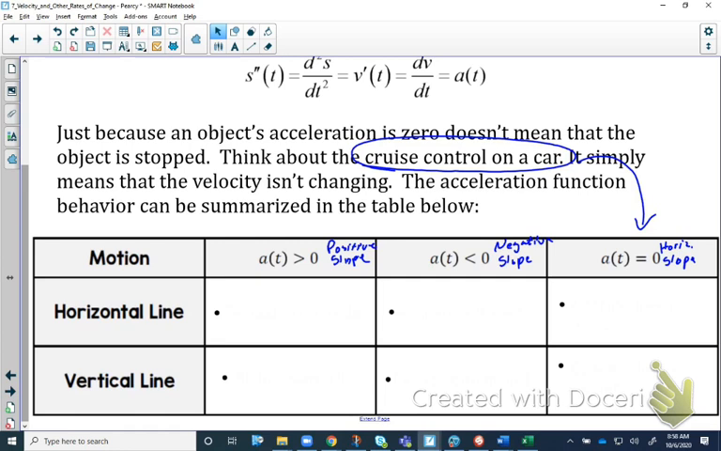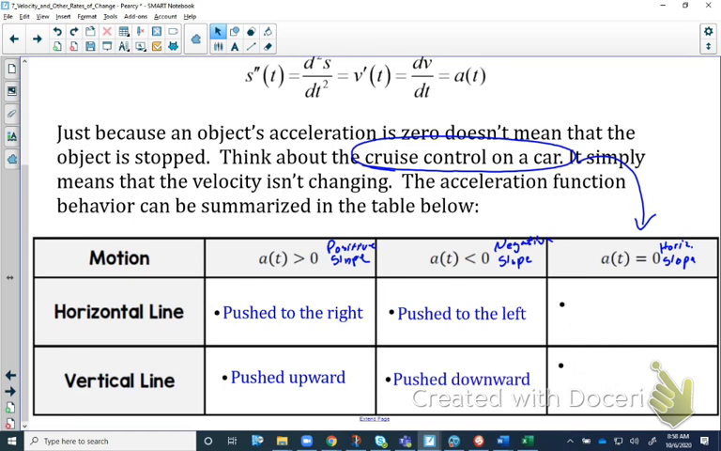So here, if the velocity is greater than 0, meaning that you have a positive slope for your velocity, that means you're going to be moving to the right or up, depending on your horizontal or vertical reference. If your acceleration is negative or less than 0, meaning that the velocity function would have a negative slope at that point, you would be moving left on the horizontal or down on the vertical.